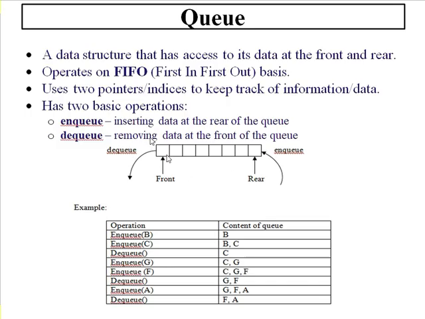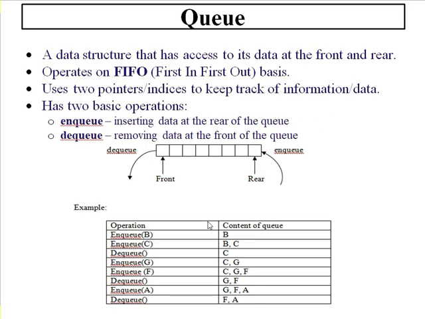This container has two openings, from the back side and from the front side. The back side we call the rear side. The front side is used for removing an item from the queue, and the rear side, or the back side, is used for inserting an item into the queue.